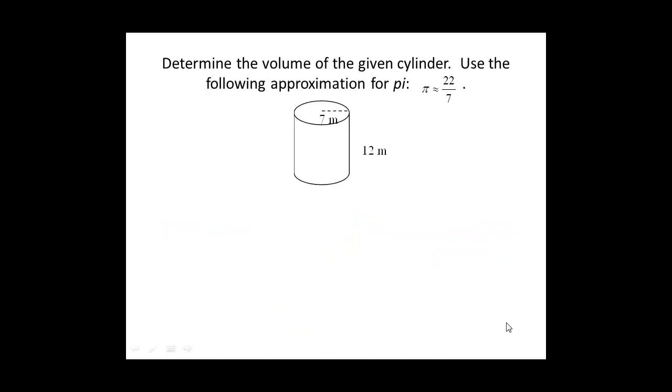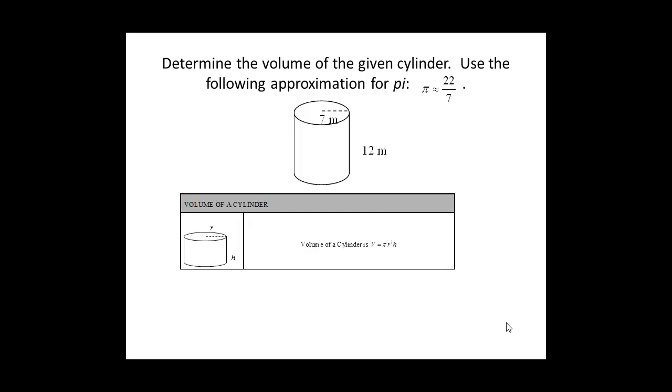Determine the volume of the given cylinder. Use the following approximation for pi. Pi approximately equals 22 over 7. The formula for a cylinder's volume is pi r squared times h, where r is the radius of the circle which makes up the surface of the top and bottom of the cylinder, and h is the height of the cylinder. So volume is equal to pi r squared times h, or the height.